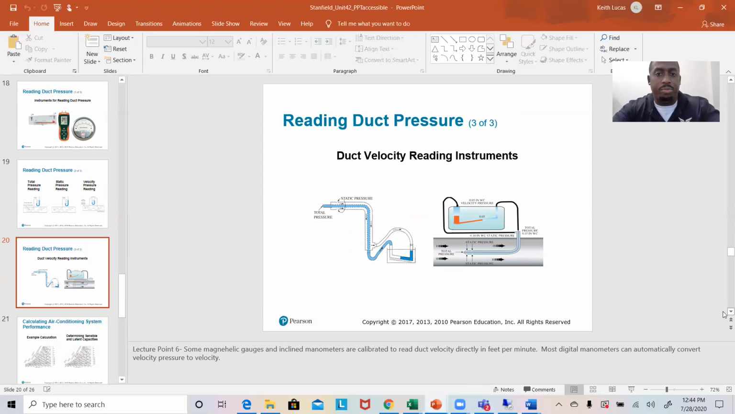Reading duct pressure. Some Magnehelic gauges and incline manometers are calibrated to read duct velocity directly in feet per minute. Most digital manometers can automatically convert velocity pressure to velocity.